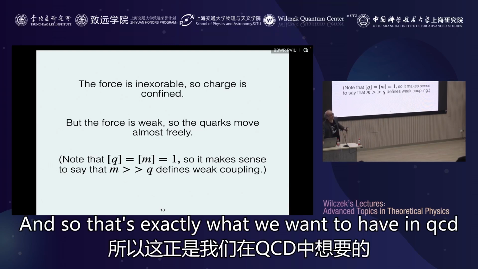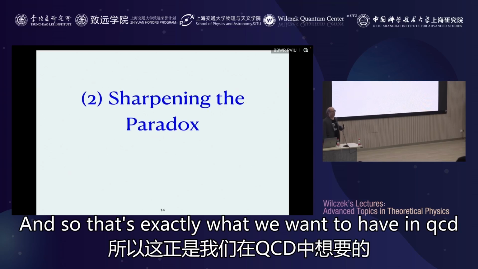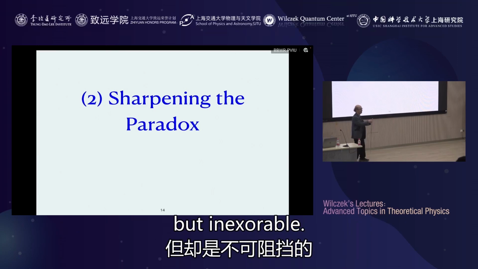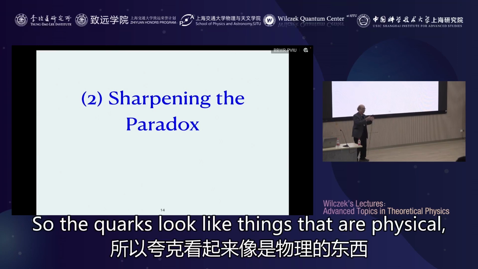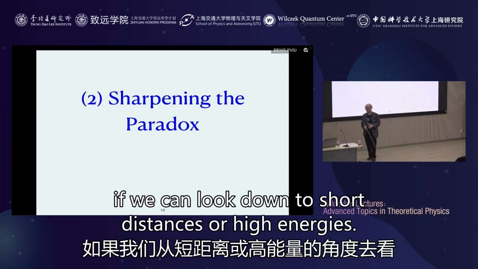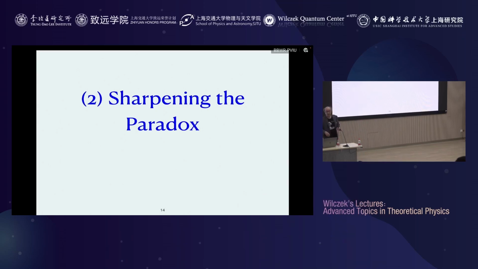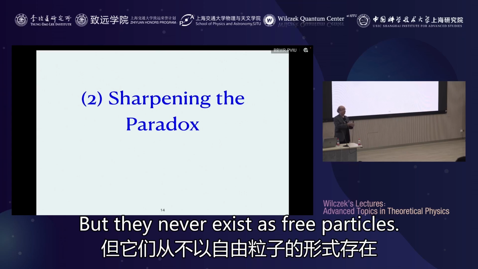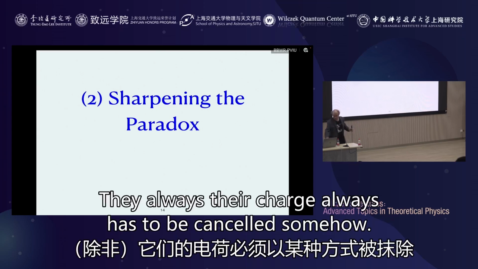And so that's exactly what we want to have in QCD. We have a weak force at short distances, but inexorable. So the quarks look like things that are physical, that have an existence, if we can look down to short distances or high energies. But they never exist as free particles. Their charge always has to be canceled somehow.